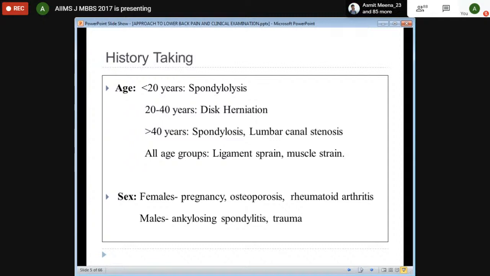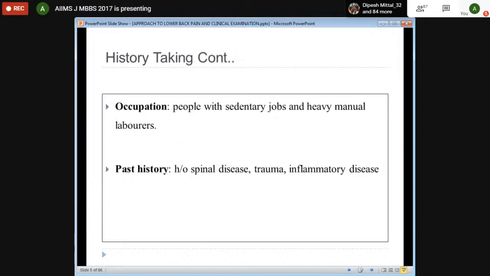In all age groups, we can find ligamental sprain or muscle strain, common in people who have a sedentary lifestyle or sedentary occupations. They usually have this type of pain, ligamental sprain and muscle strain. In females, pregnancy, osteoporosis, rheumatoid arthritis. In males, ankylosing spondylitis and trauma. These are the common causes we need to rule out during the history.